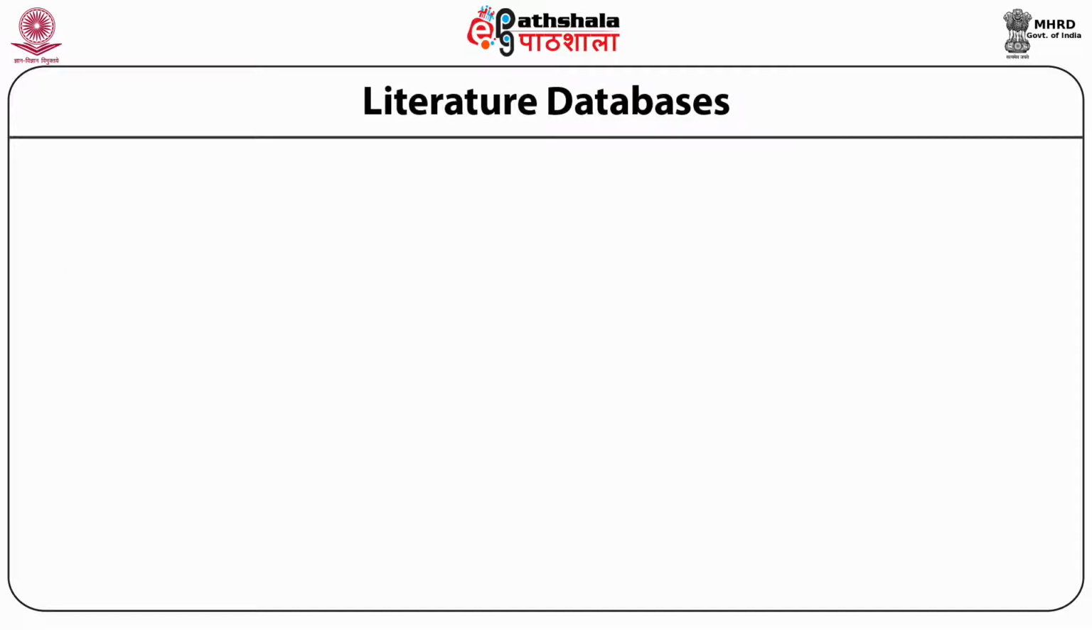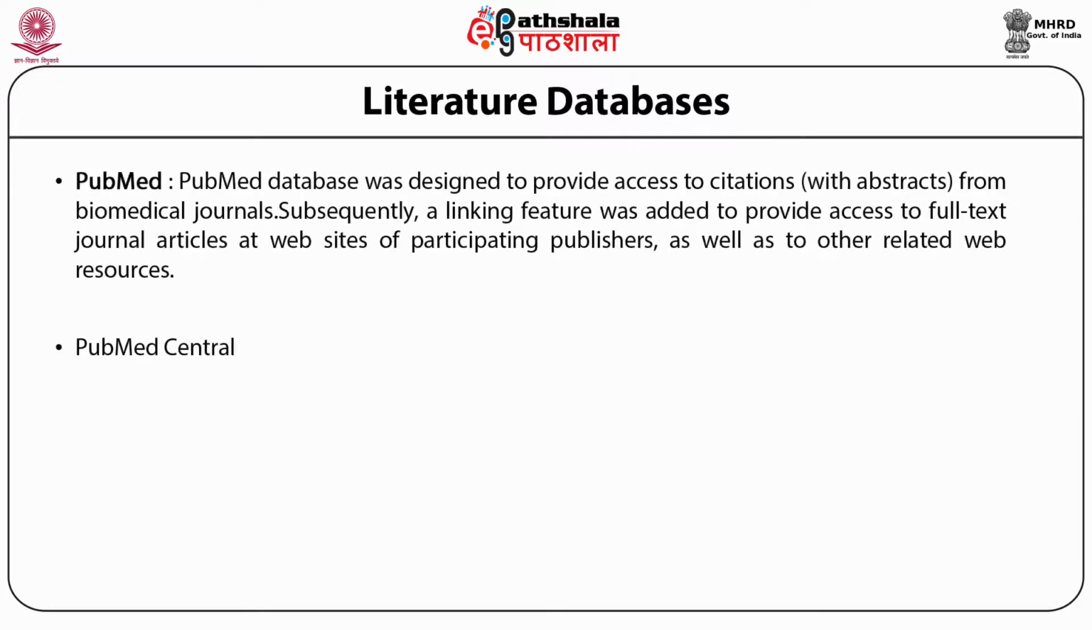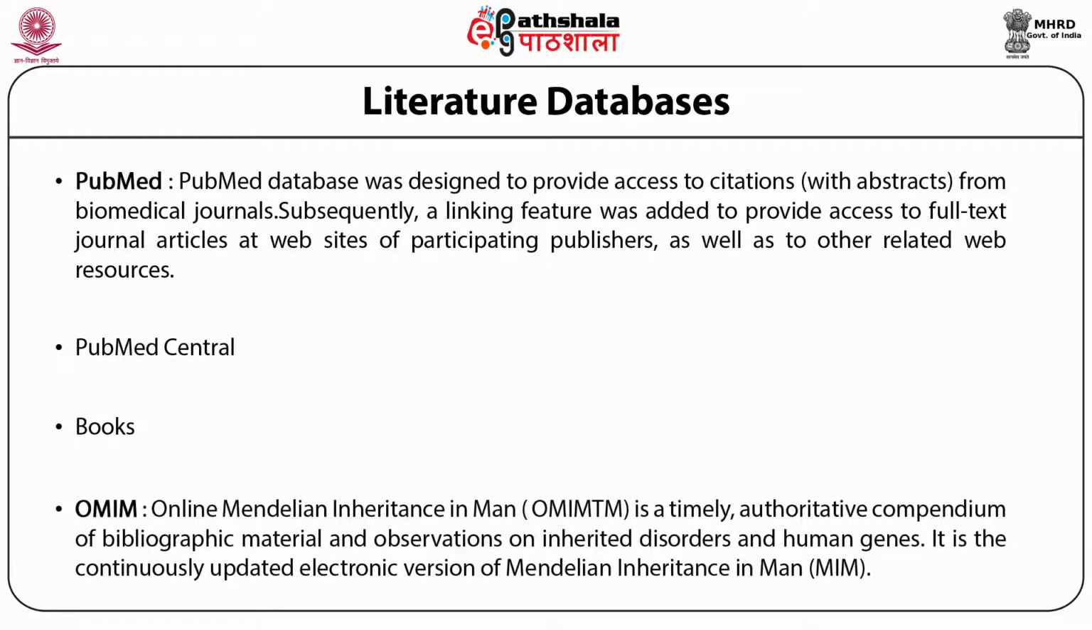We already discussed PubMed, PubMed Central, books, and OMIM, and especially OMIM is the Online Mendelian Inheritance in Man. It is a timely, authoritative compendium of the biological material and observations on inherited disorders and human genes. It is a continuously updated electronic version of the Mendelian Inheritance in Man.